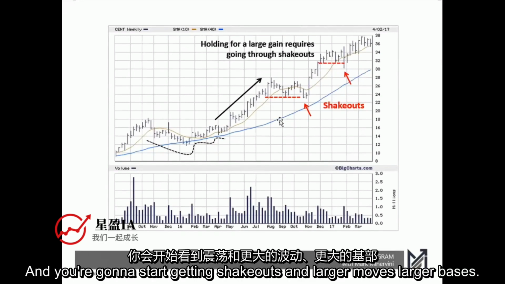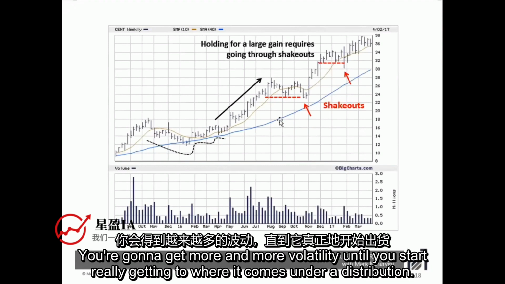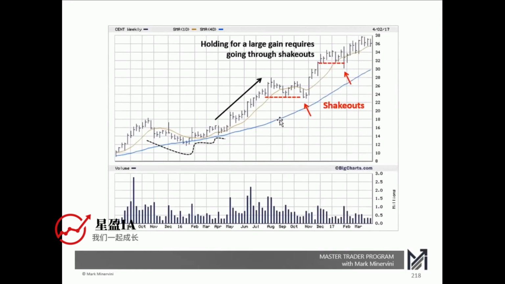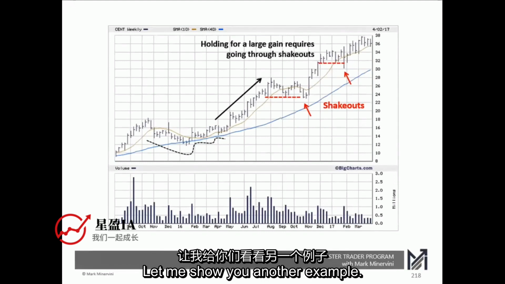You're going to start getting shakeouts and larger moves, larger bases, and there'll be more volatility. And the more the stock goes up, the more that's going to happen. You're going to get more and more volatility until you start really getting to where it comes under distribution. You get into a stage 3 top, and then you roll over into stage 4, and you should be long gone after that. Let me show you another example.